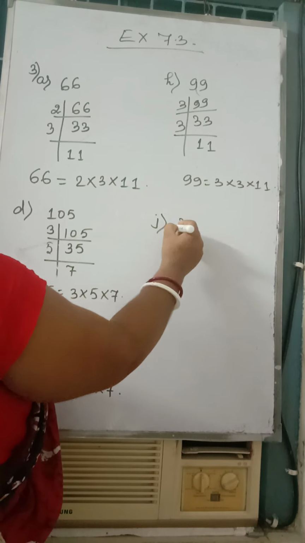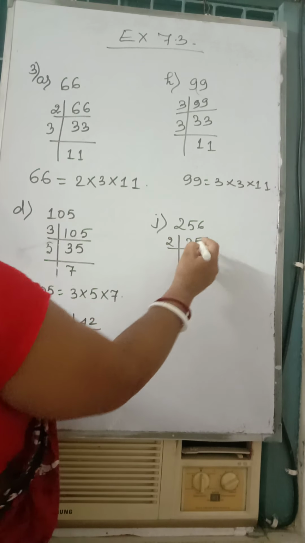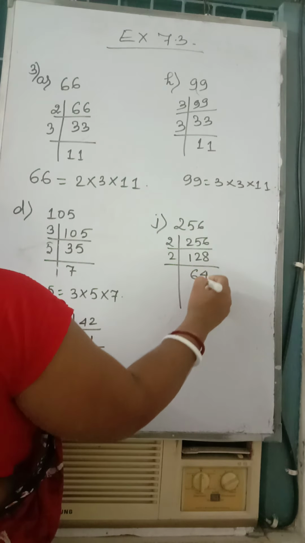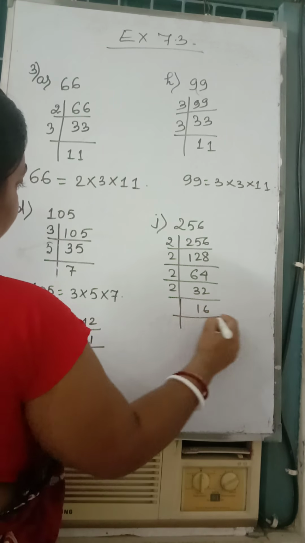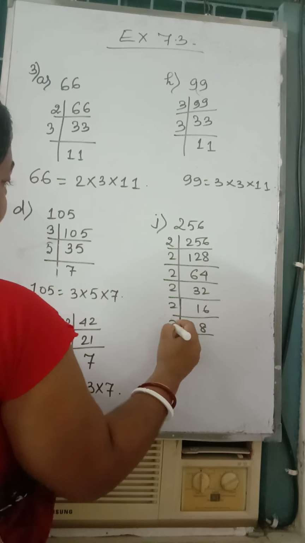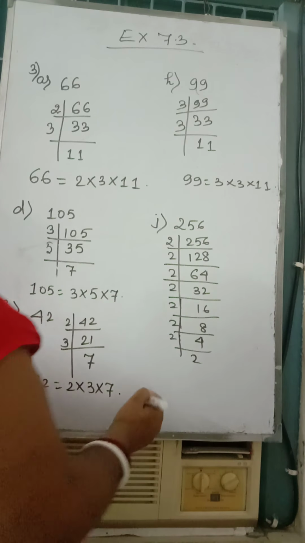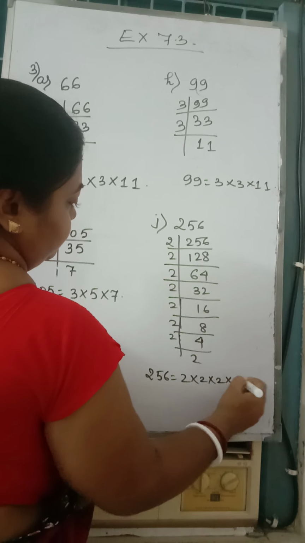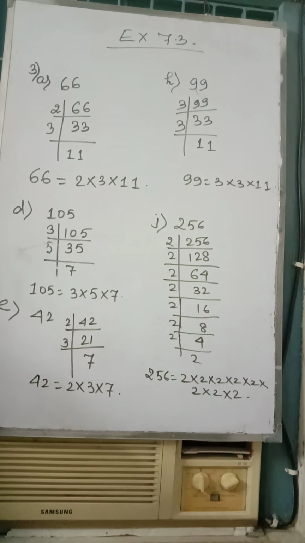Number J, 256. Ones place 6, so divisible by 2. 2 1s are 2, 2 2s are 4, 2 8s are 16. Again divisible by 2, 2 6s are 12, 2 4s are 8. Divisible by 2, 32. Divisible by 2, 16. Divisible by 2, 8. Divisible by 2, 4. Divisible by 2. Always take the smaller number. So what do you get? 256 is equal to 2 multiplied 8 times.